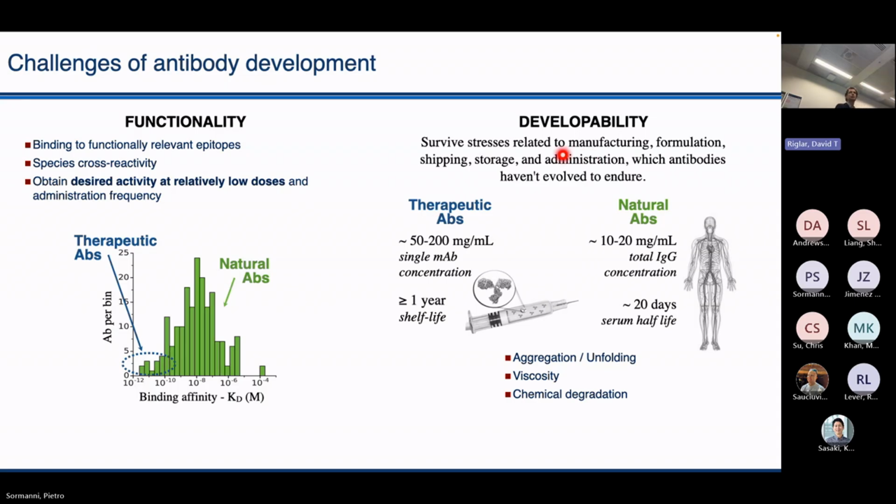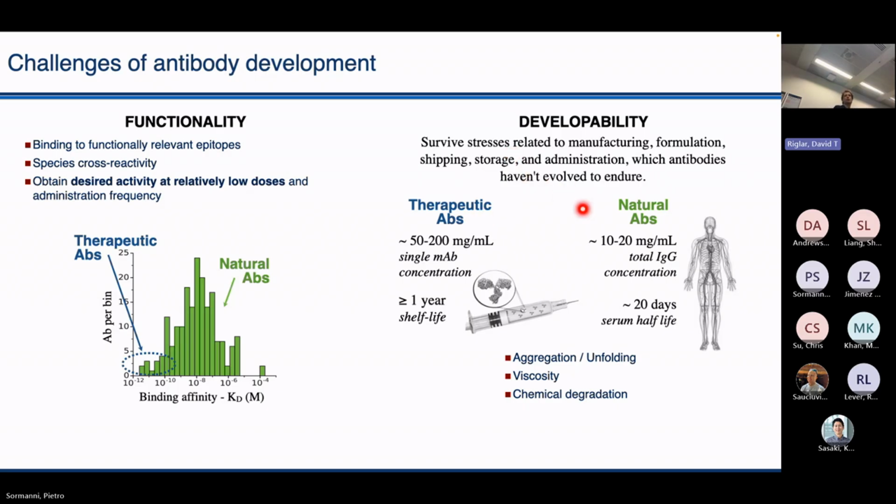And then on the developability front, you have a whole range of other challenges. Developability means the likelihood of taking an antibody or a drug candidate with suitable functionality and turning it into a safe, manufacturable, and stable product that can be formulated to high concentration and retain a long product shelf life. And the fundamental challenge here is that we are asking our recombinant protein products to survive a lot of stresses that they didn't evolve to endure.